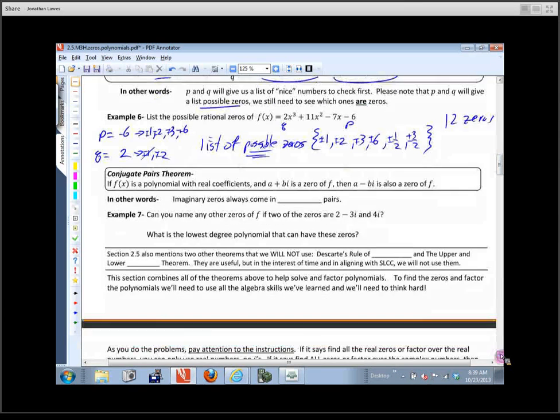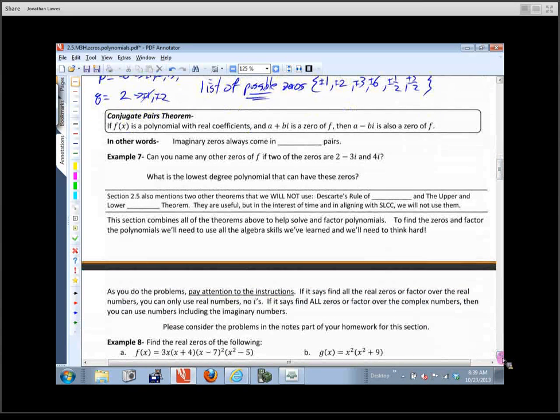Okay, let's take a look at the last theorem, and then we'll get to some problems like the ones on your homework. Okay? This is what's called the conjugate pairs theorem. And it says this: if we've got a polynomial with real coefficients and a plus bi is a 0, then a minus bi is also a 0. They always come in conjugate pairs. Always. So if you have one imaginary 0, you actually have another imaginary 0 automatically. It's got to come in conjugate pairs.